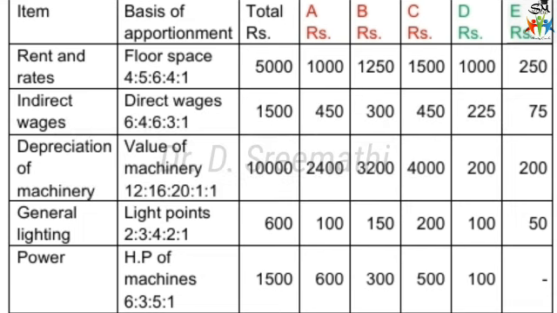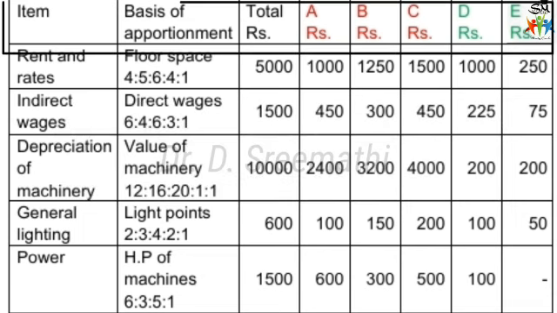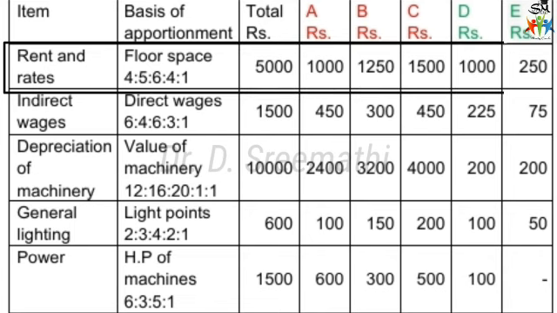So we have to divide the columns. The first column is item of expenditure and the second column is basis of apportionment. The next column is the total expenditure column, and then the rest are for the departments: production departments A, B, C and service departments D and E. Let us start with the first expenditure, rent and taxes.